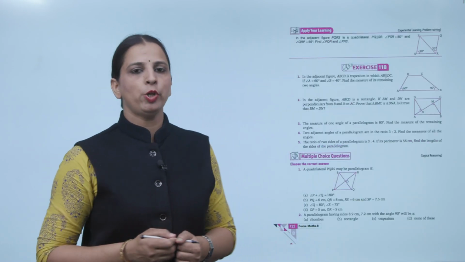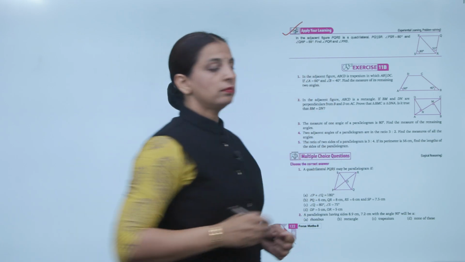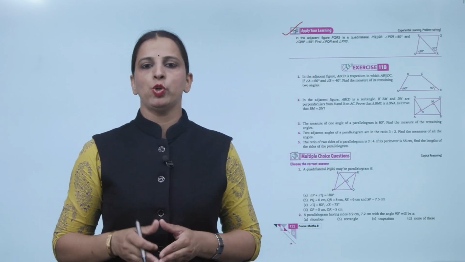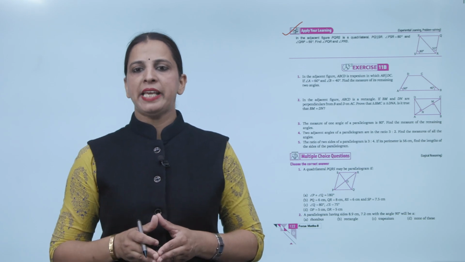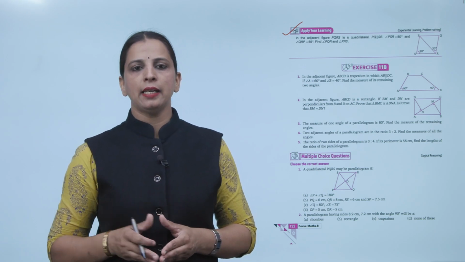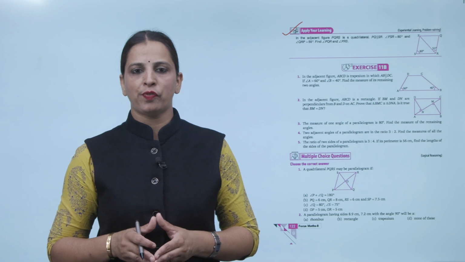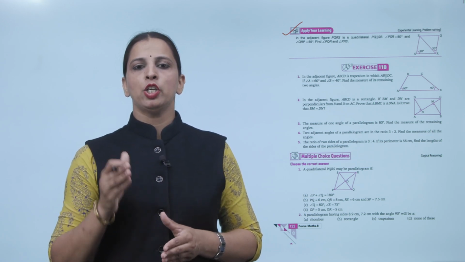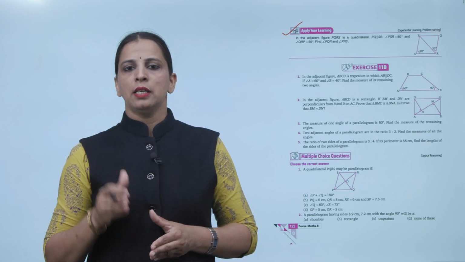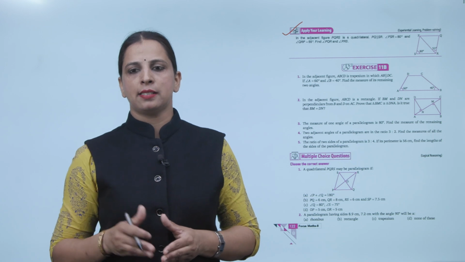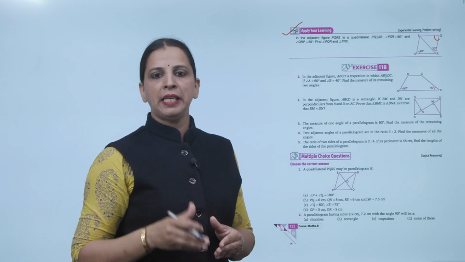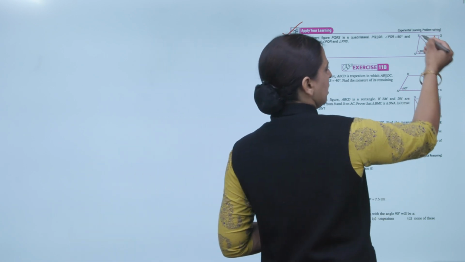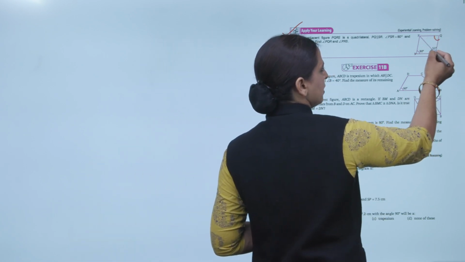Now, next is apply your learning. In the adjacent figure, PQRS is a quadrilateral. PQ parallel to SR, angle PSR is equal to 80 degrees and angle QRP is equal to 55 degrees. Find angle PQR and angle PRS. PQR, this angle, and angle PRS, this angle.